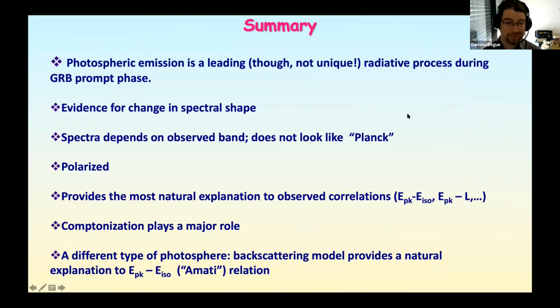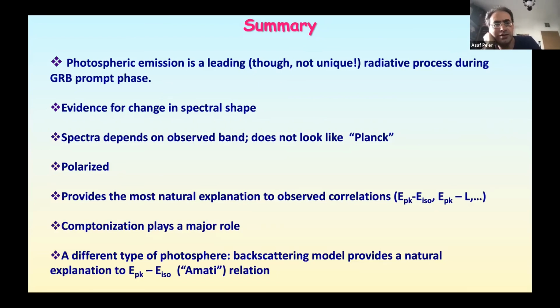To summarize, I just got to the summary slide. The takeaway message from this talk: photospheric emission is a leading process. It's not unique, but it's a leading one. I'm pretty convinced now that it plays a major role, but it's not the only role.